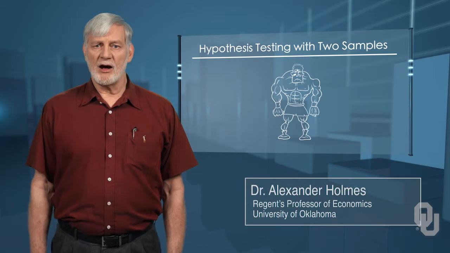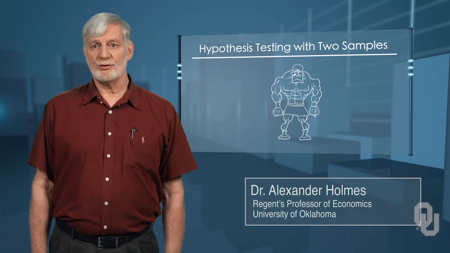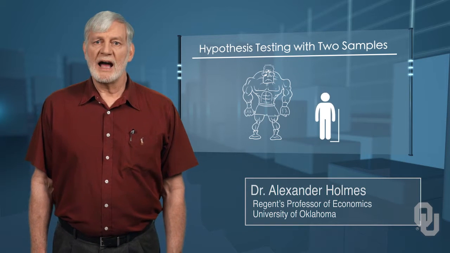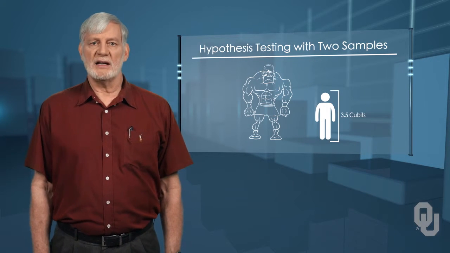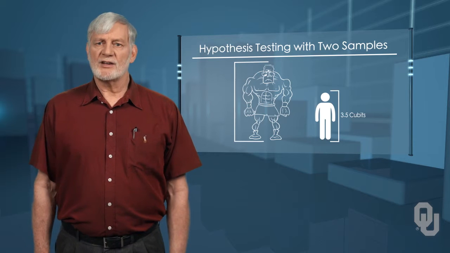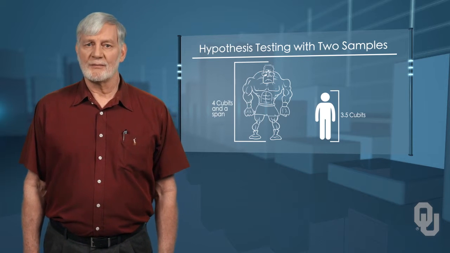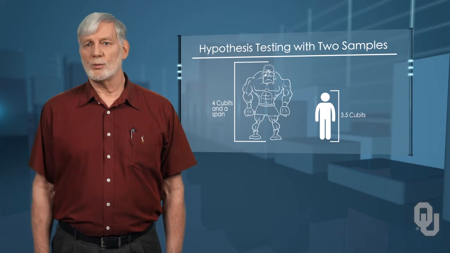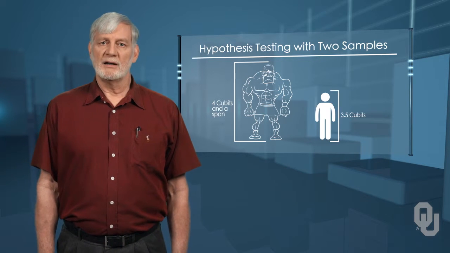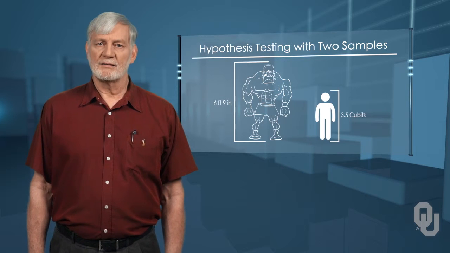How tall was the giant Goliath anyway? If all men of that time, some 2,200 plus years ago, had an average height of, say, 3.5 cubits, then someone 4 cubits in a span would be the stuff of legend. In modern times, certainly not so. 4 cubits in a span is just 6'9".